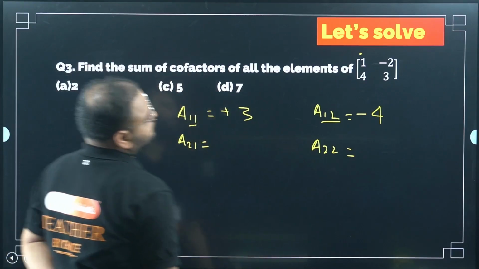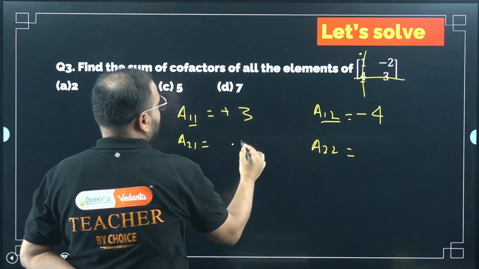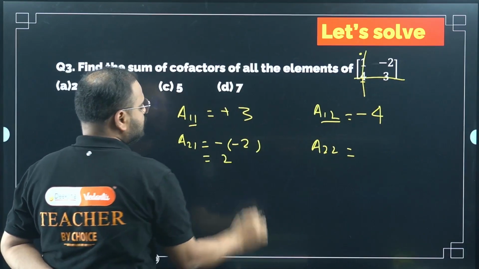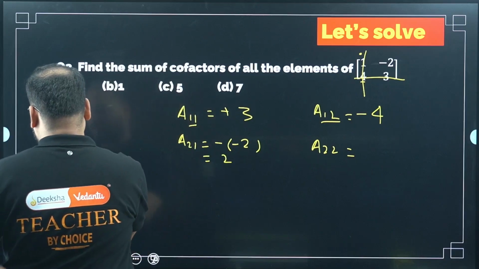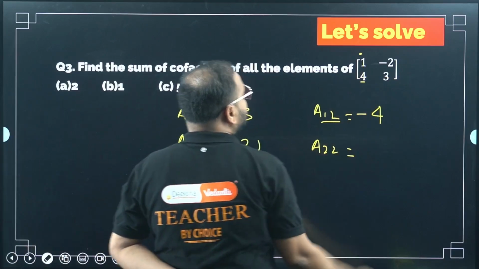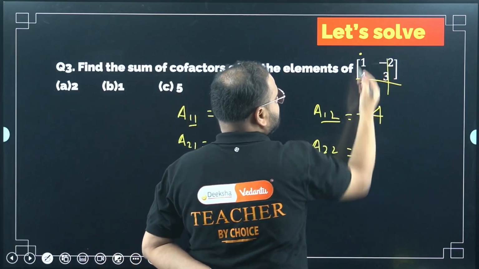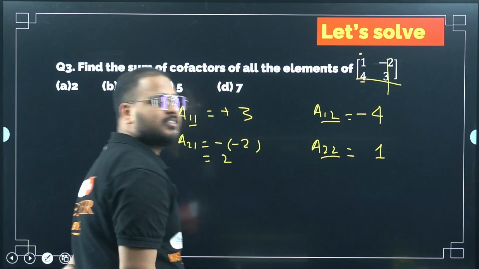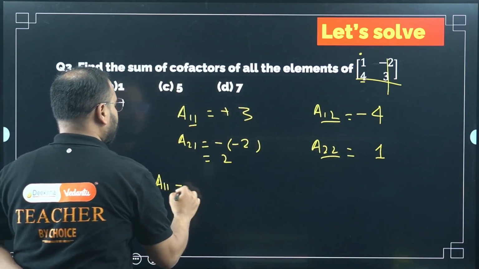Now A21 is this element. So what is left? Minus 2. It is odd again, so again I'll take a minus. It'll become plus 2. What about A22? For A22 I will remove this. A22 will be this. So what is the answer? Simply 1. It is positive because it's even. 2 plus 2 is even, so positive. Now they're asking for the sum of it. A11.